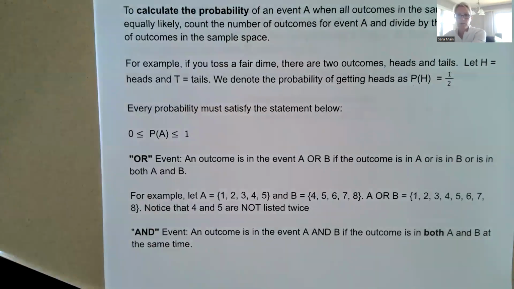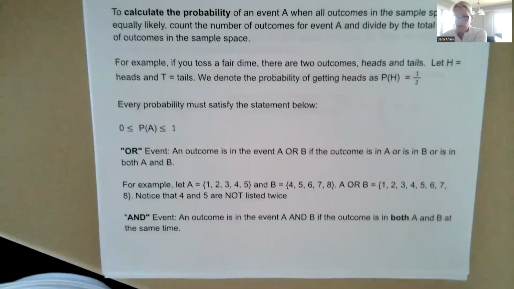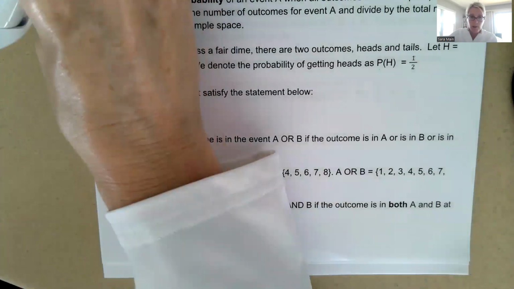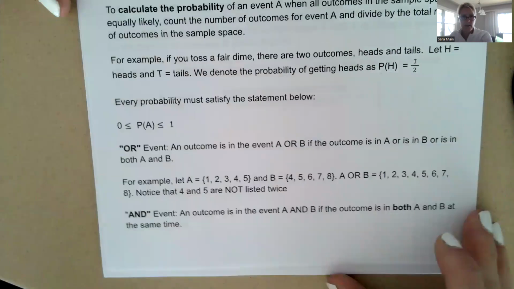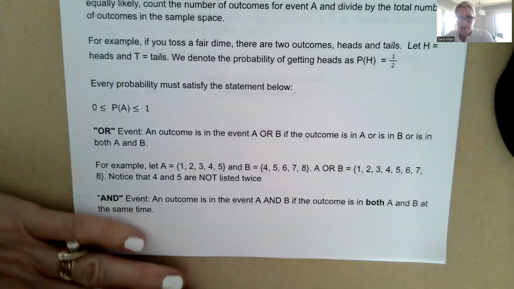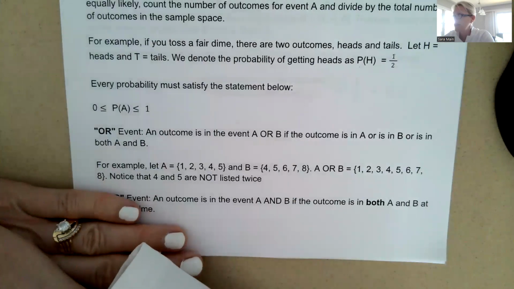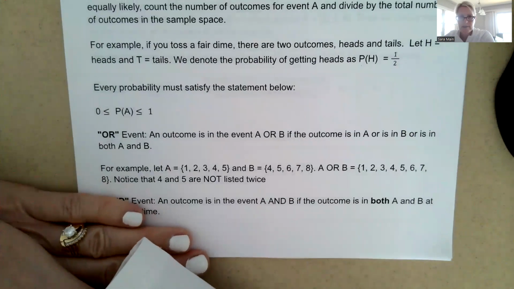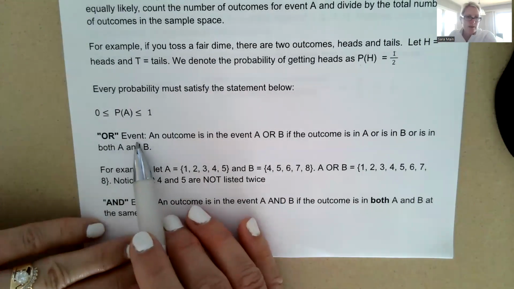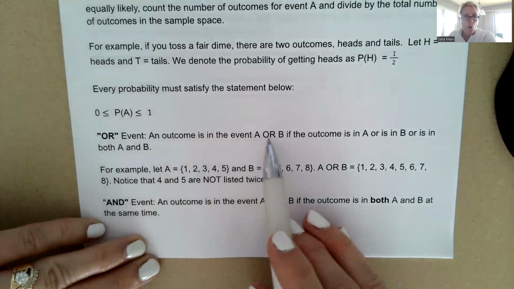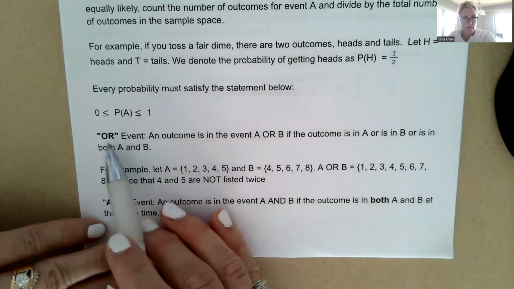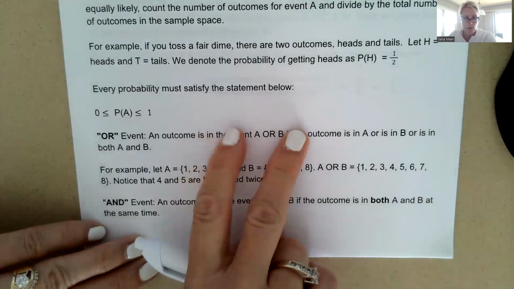Okay, as we move throughout chapter 3, we are going to talk about some different situations. And when you're talking about probability, which we do in our everyday life, right? If you're playing Monopoly, if you're playing a card game, or euchre, what is the probability that we're going to get a jack or an ace on the next draw? So the word or means this: an outcome is in the event A or B if the outcome is in A or is in B or is in both. Okay, so or can be in either or both.